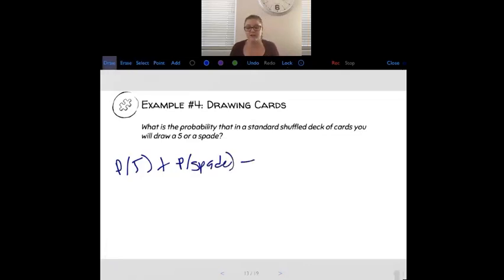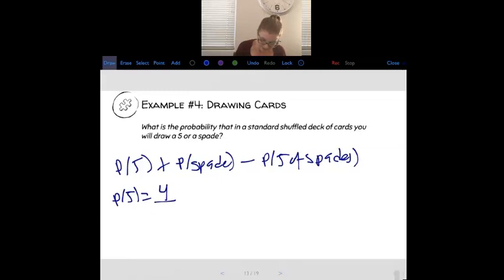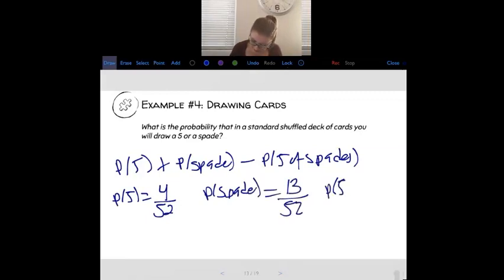Minus when it talks about A and B, that's happening together. So minus the probability of drawing the 5 of spades in particular, and that would be the repeat that the previous slide was talking about. So the probability of drawing a 5, there are 4 5s in the deck, so 4 out of 52. The probability of a spade, there are 13 spades. And the probability of the 5 of spades is there's only one of those. There's only 1 5 of spades, so that would be 1 out of 52.